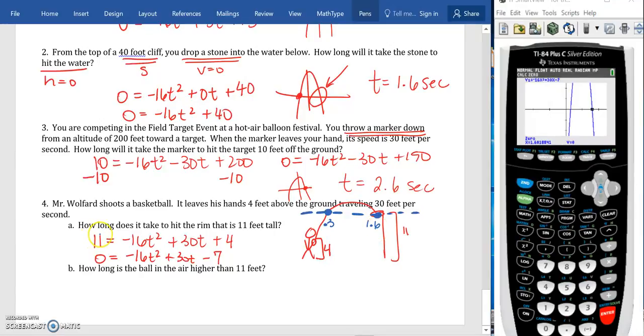So the first question is, how long does it take to hit the rim that's 11 feet tall? Well, the answer would be 1.6 seconds, the later time, right? Because it goes up, crosses it, keeps going, comes back in. The second question is, how long is the ball higher than 11 feet? Well, that's from 0.3 seconds to 1.6 seconds, so 1.6 minus 0.3 would be 1.3 seconds.